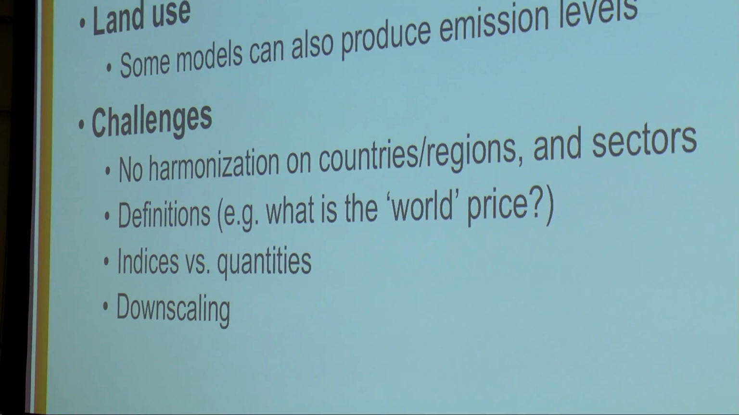Definitions are a problem. We were immediately confronted with the question: what is a world price? For some of the models, it's clear what a world price is. For the GE models, it's not clear. It could be the average export price from all the countries, but we decided that was not a very representative world price. So we ended up using the average output price around the world as our world price, as a better indicator.